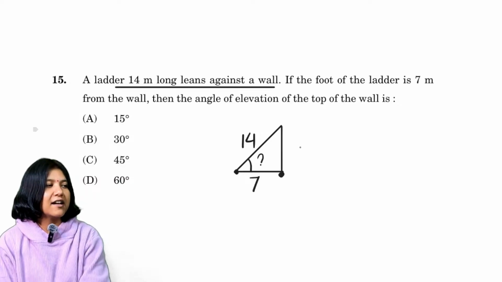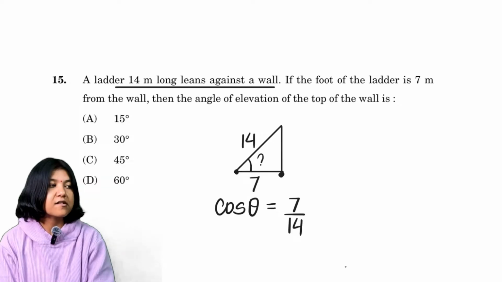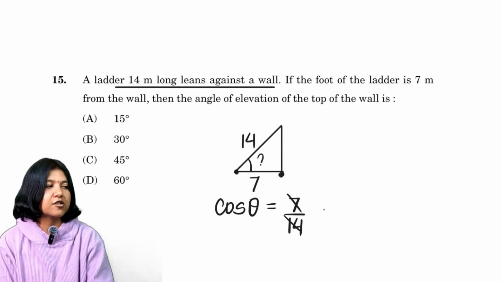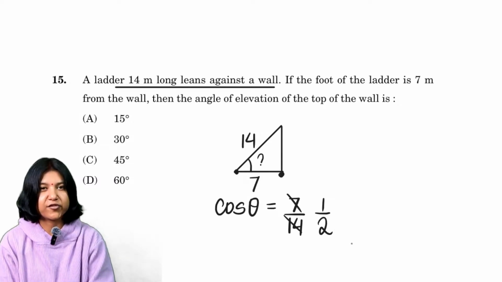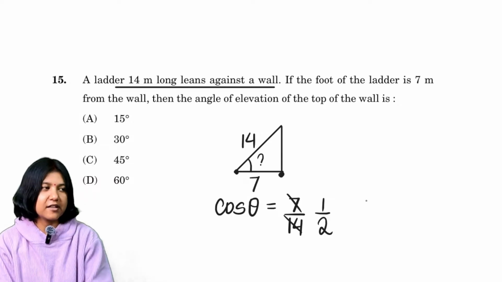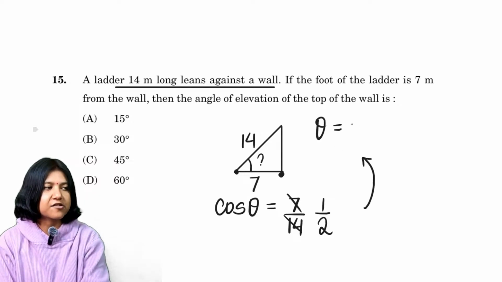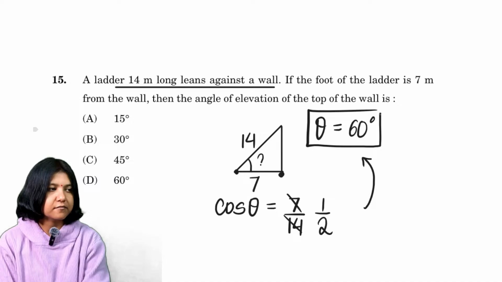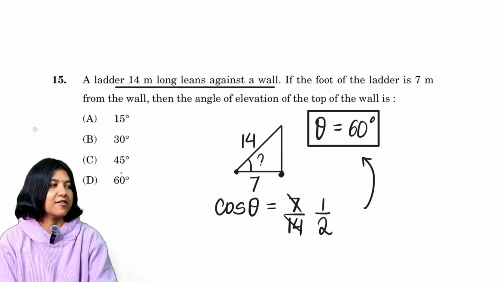So thereby, I will say that cos of this angle will connect the base, which is 7, with the height, not height, the hypotenuse, and that's 14. So I know the relation here is again half. I know sine 30 is half. So if I have to find in terms of cos, then I have to think about the angle complementary to 30, yeah? Complementary as in 2 angles adding up to 90. So clearly, I think you know that theta has to be 60 degrees. So the angle of elevation of the top of the wall is 60 degrees. Answer is D.